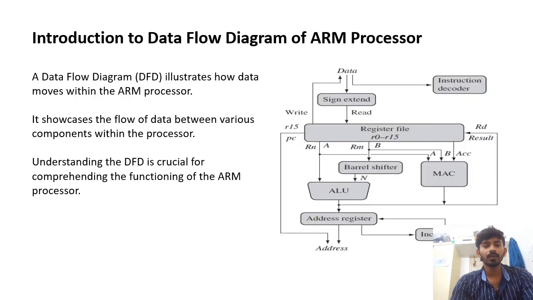Introduction to the data flow diagram of the ARM processor. A data flow diagram illustrates how data moves within the ARM processor, showcasing the flow of data between various components within the processor. Understanding the data flow diagram is crucial for comprehending the functioning of the ARM processor. And here is the flowchart of the data flow diagram of the ARM processor.